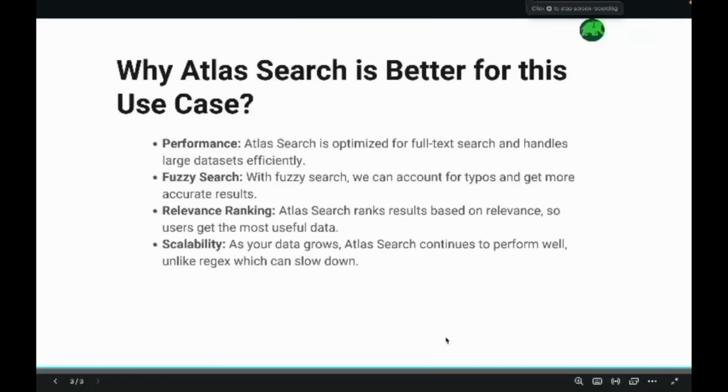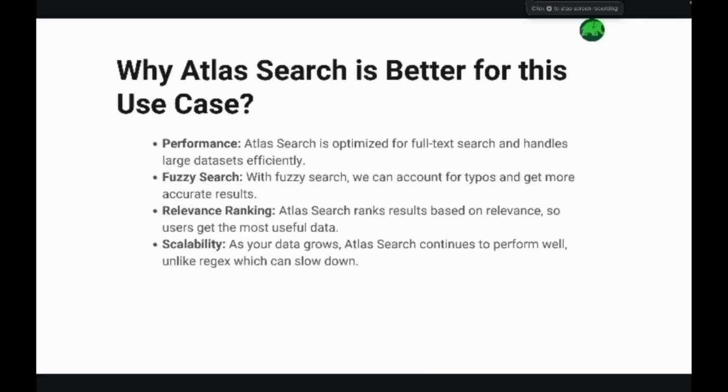To wrap things up, let us quickly recap why MongoDB Atlas Search is better for this use case. Number one point here is performance. Atlas Search is optimized for full text search and handles large datasets efficiently. The second point here is fuzzy search. With fuzzy search, we can account for typos and get more accurate results.